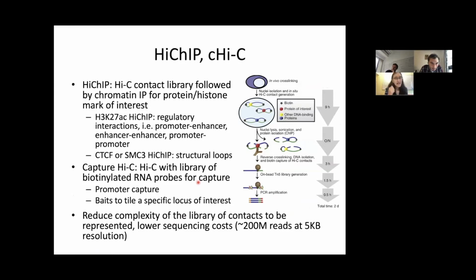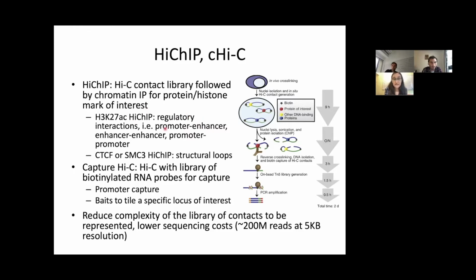All right, so when you do Hi-C, because it's all by all interactions, you have to do many libraries and you have to have a lot of sequencing. So typically, if you want 5 KB resolution, you need 2 billion reads. And that's expensive.